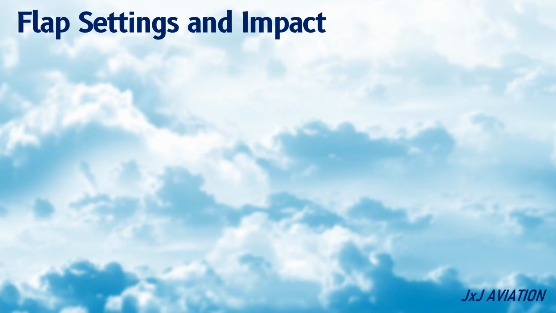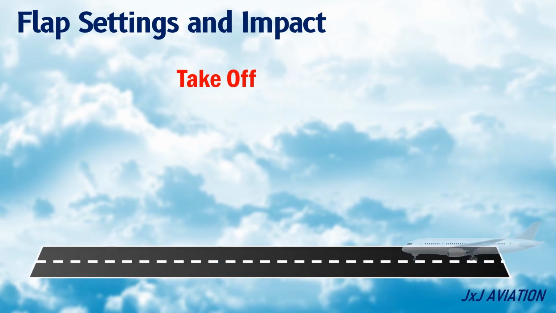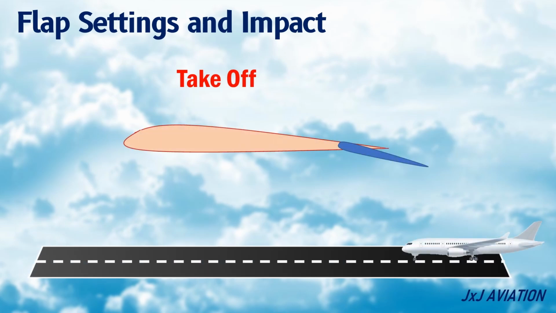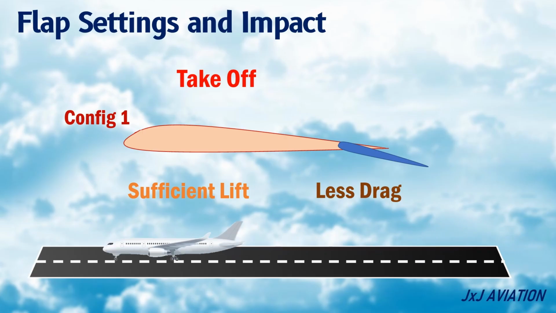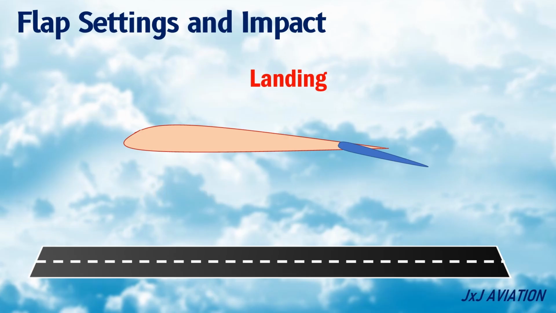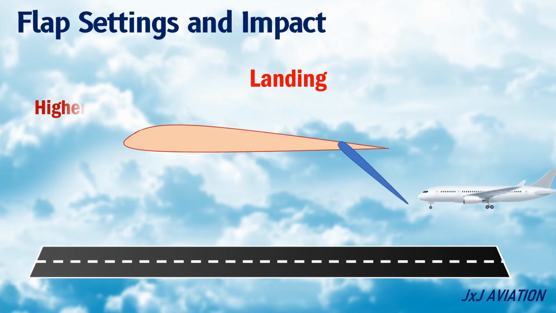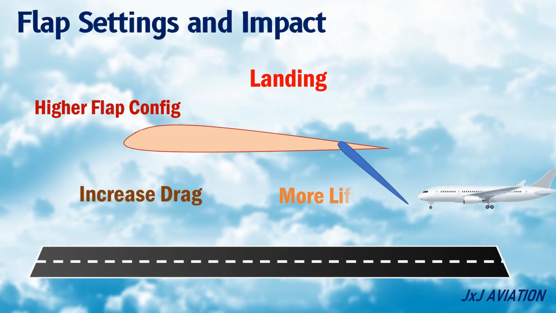This means that during takeoff, where an aircraft's speed increases, a lower flap configuration, such as config 1, is used. This is to ensure sufficient lift is created at takeoff speed, and at the same time less drag is generated on the wings. Before landing, the aircraft's speed is reduced, so a higher flap configuration is used in order to increase the drag, and also create more lift on the aircraft.